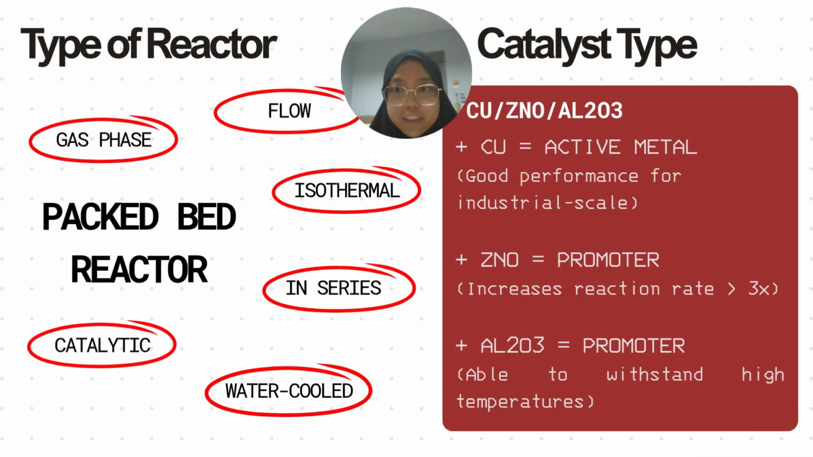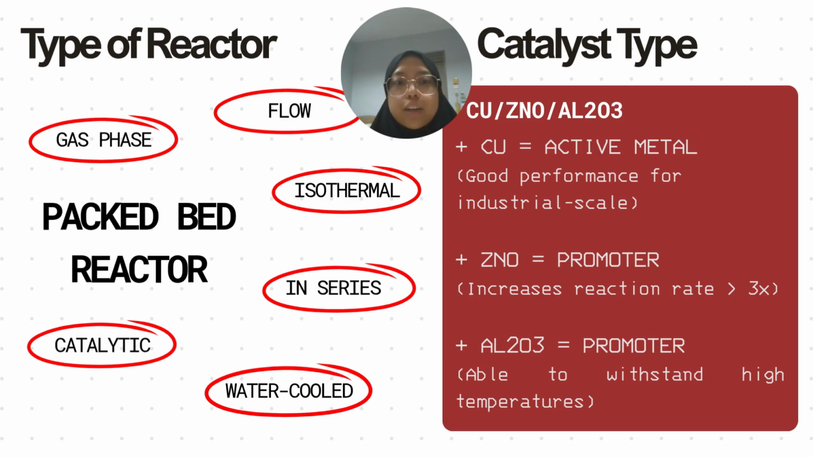Moving on to the catalyst type. The catalyst type that we used is copper, zinc oxide, and aluminum oxide. So why this catalyst exactly? First off, for the Cu, the copper ion acts as an active metal and it has a good performance for industrial scale.